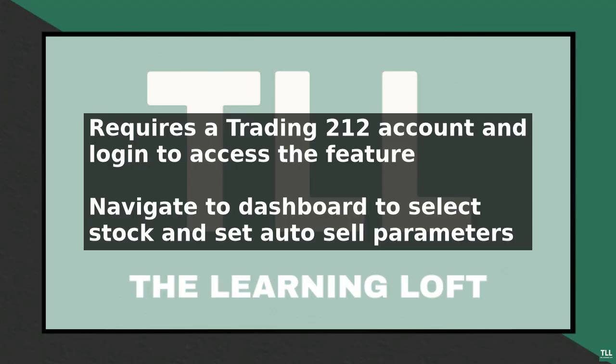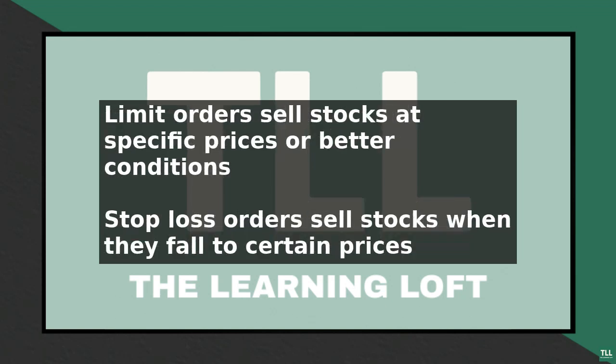It is crucial to understand the different types of auto-sell orders available on Trading 212, including limit orders, stop-loss orders, and take-profit orders. A limit order allows you to sell a stock at a specific price or better, while a stop-loss order automatically sells a stock when it falls to a certain price. A take-profit order, on the other hand, sells a stock when it reaches a certain profit level.